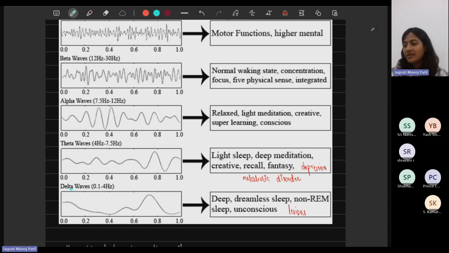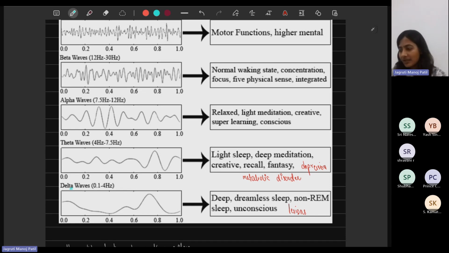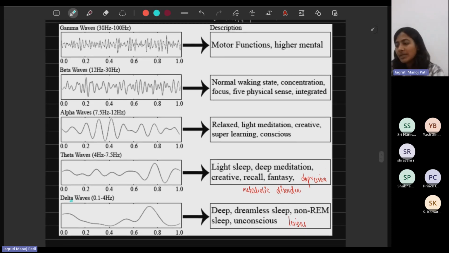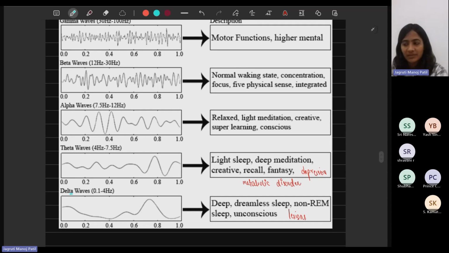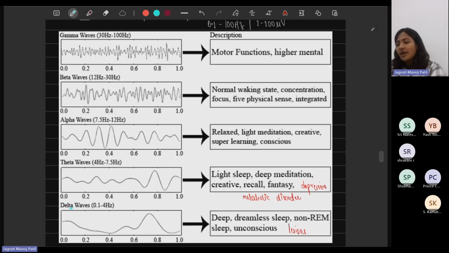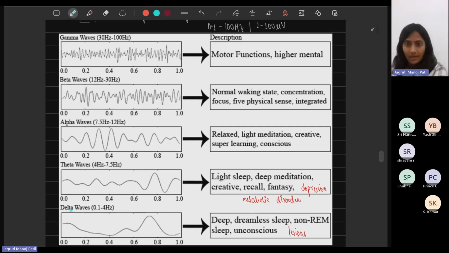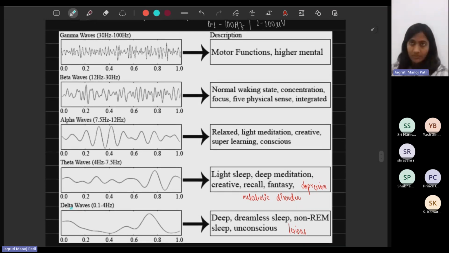Then we have theta waves, that is for light sleep, deep meditation, some recall, or when you're doing something creative. But they also use it for depression studies or finding a metabolic disorder. So these are the two basic pathologies that people use delta waves and theta waves for. After these activities, when the person is not conscious, there are many things to monitor in a particular person.